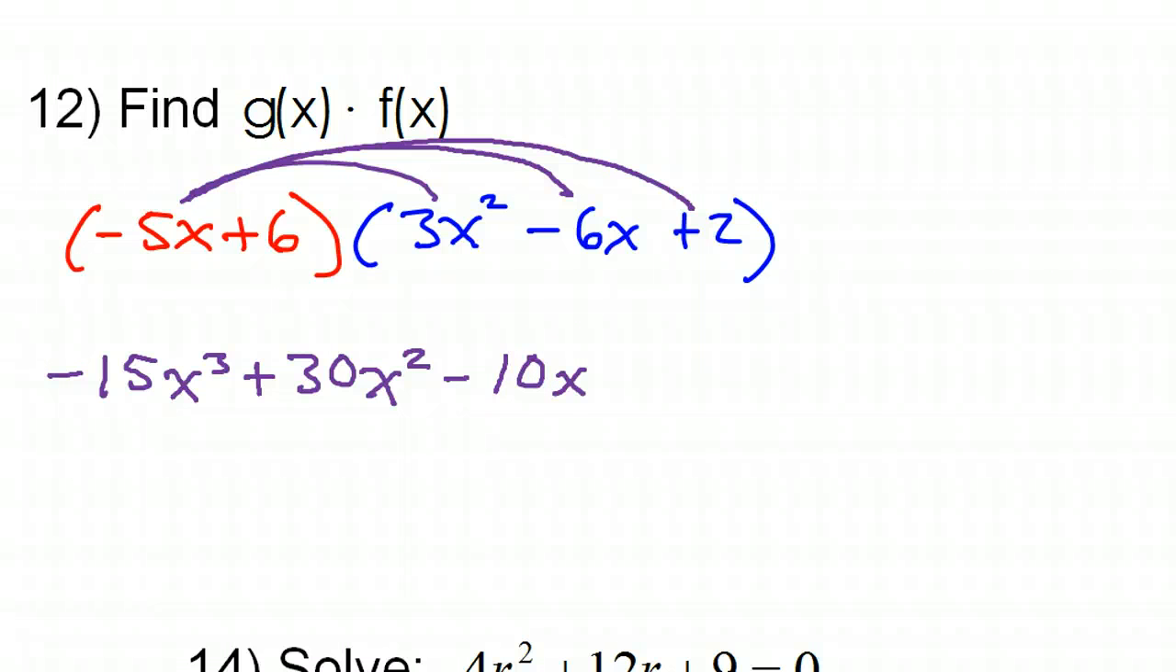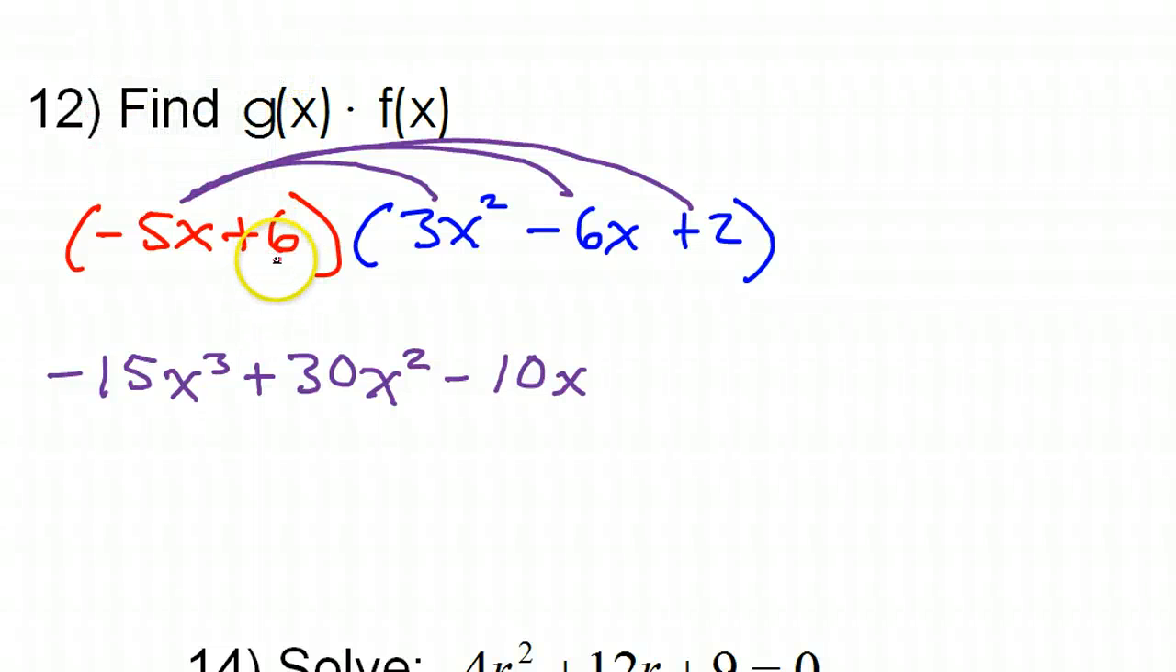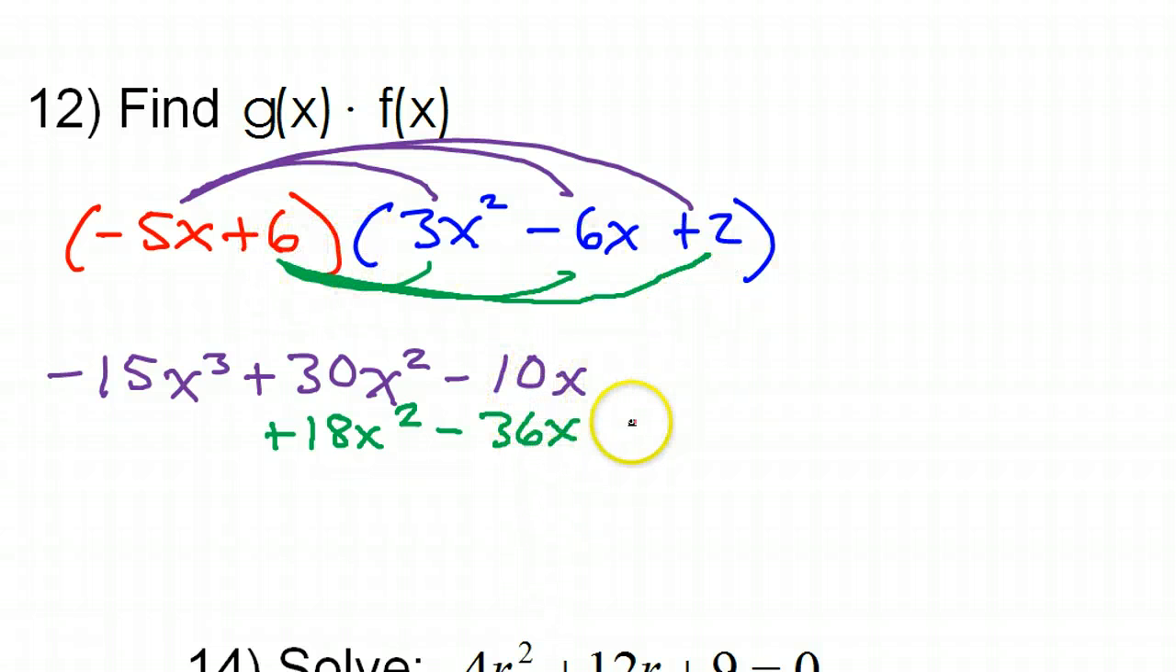Okay, so we did that. Next, we will distribute the 6 to everything. So 6 times 3x squared is 18x squared. And you can notice how I'm going to line that up with the like terms. And 6 times negative 6x is negative 36x, so negative 36x lines up with like terms. And then 6 times 2 is 12, so plus 12.